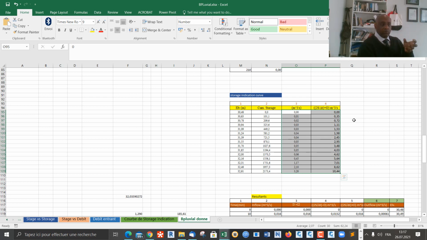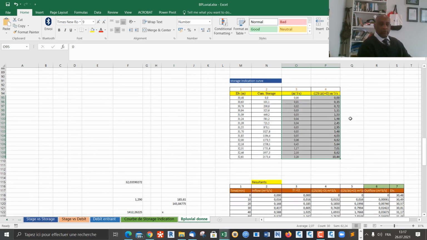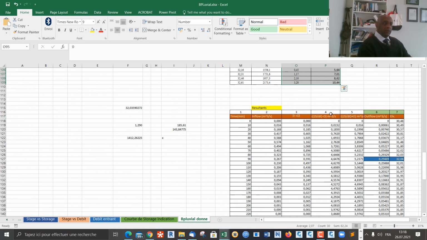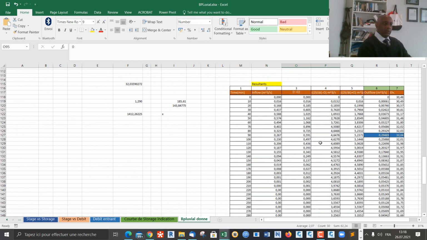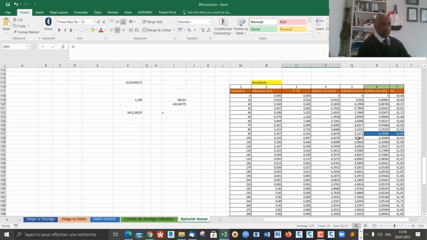That is very important to calculate the outflow hydrograph. Now, as I told you, this is how we calculate the inflow, the outflow and the elevation of the hydrograph. For example, as we said, the value of this is 0 because it is known, and the value of the first inflow is 0, and the outflow is also 0 at elevation 30.48 meters.